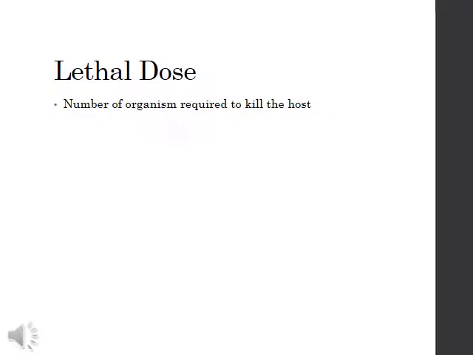Another important thing is lethal dose. What is lethal dose? Lethal dose is the number of organisms required to kill the host. This is the amount of bacteria required to kill the host. So it means how many bacteria can kill the host, that quantity of bacteria will be the lethal dose. Okay.